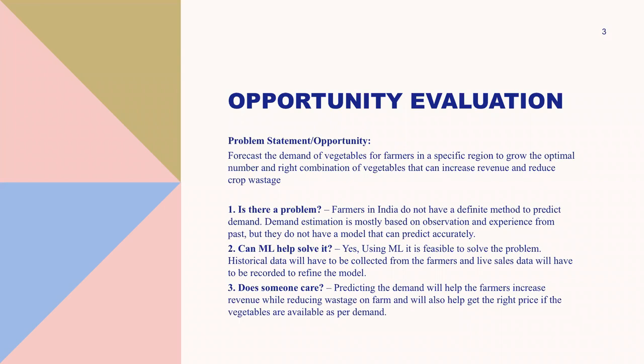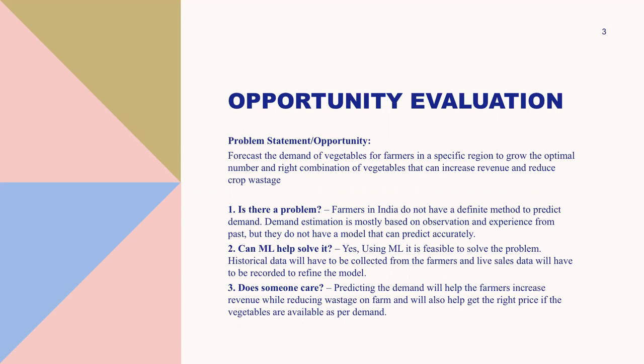So the problem statement or the opportunity that I have selected is to forecast the demand of vegetables for farmers in a specific region, to grow the optimal number and right combination of vegetables that can increase revenue and reduce crop wastage. So yes, this problem exists among farmers in India where we do not have a definite method to predict demand, and the estimation is mostly based on observation and experience from past. And also they do not have a model that can predict accurately. So ML can make it feasible to solve the problem.